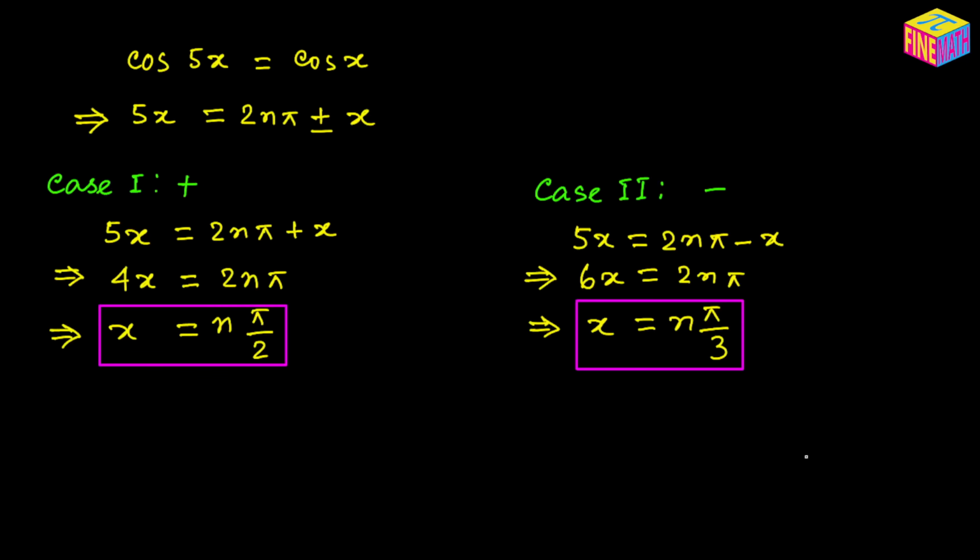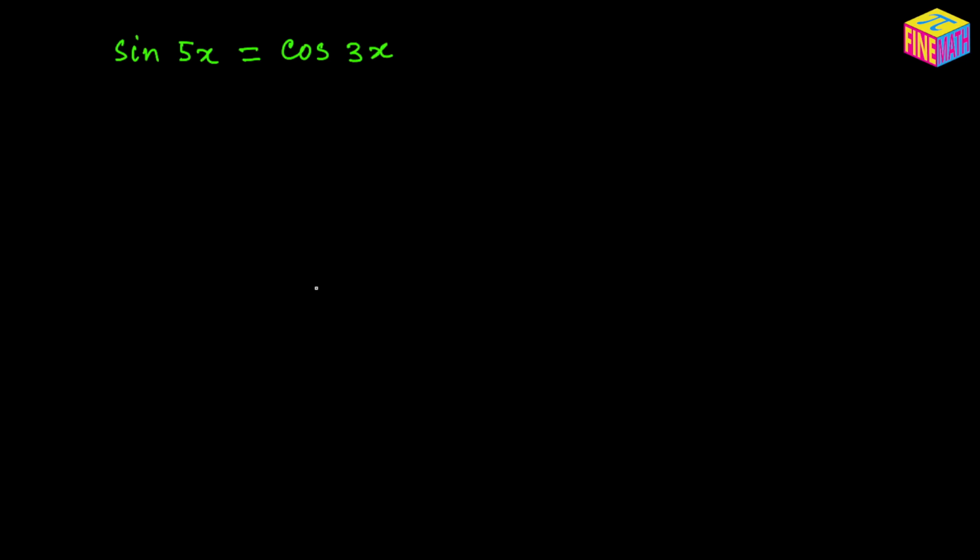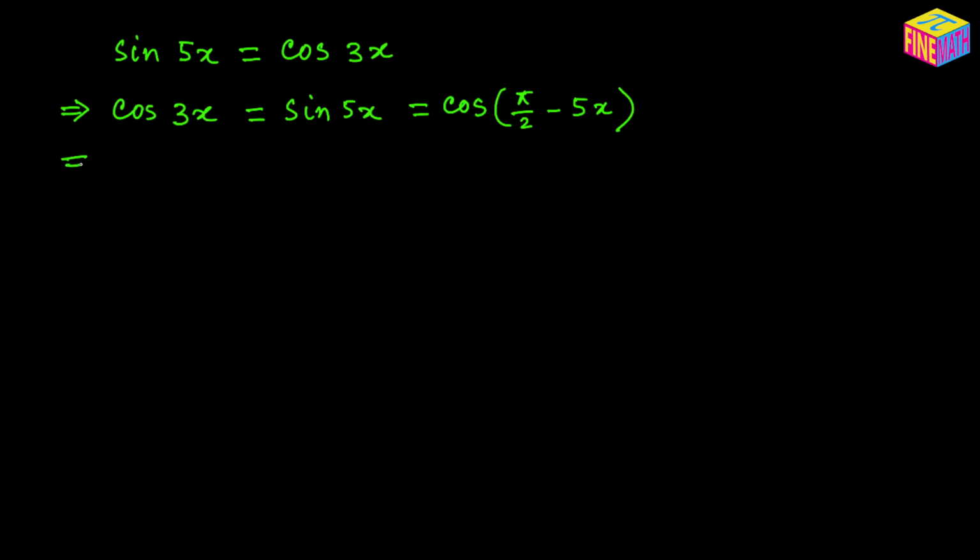Let's take another example. Here we have the trigonometric equation sine of 5x equals cosine of 3x. It could have been given as sine of 5x minus cosine of 3x equals 0, or maybe cosine of 3x minus sine of 5x equals 0. No matter what the form is, we can write it as cosine of 3x equals sine of 5x, and this sine of 5x can be written as cosine of pi over 2 minus 5x. Here we have a nice looking equation: cosine of 3x is equal to cosine of pi over 2 minus 5x, and now we have the cosine function on both sides.